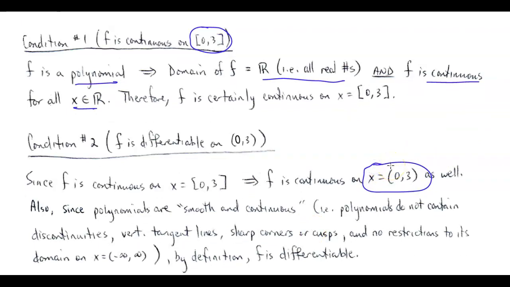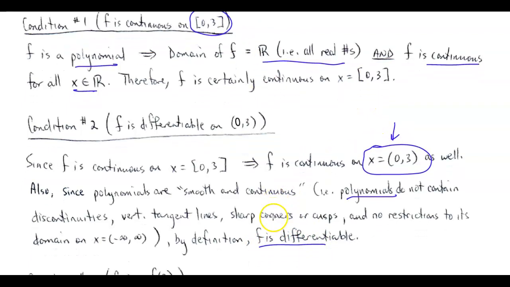I put here that polynomials do not contain things such as discontinuities, vertical tangent lines, sharp corners, or cusps, and they have no restrictions on their domain. These are some of the things that would possibly make us unable to take the derivative of a particular function at a particular x value. But since polynomials don't have those, we know that the function is going to be differentiable over this open interval.